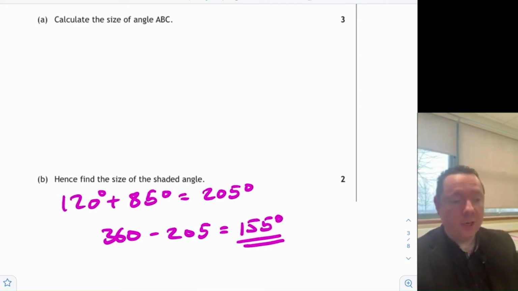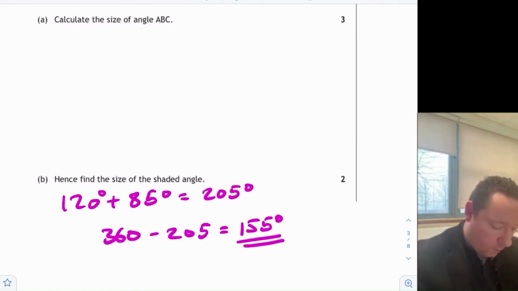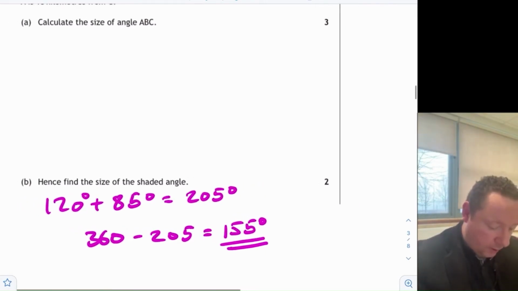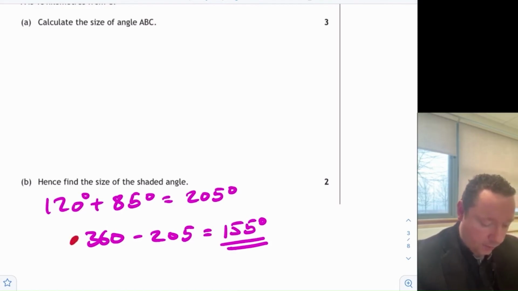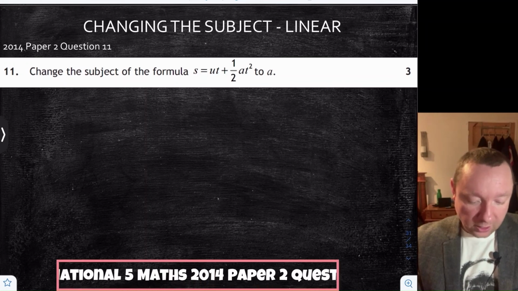Obviously, if you kept your answer as 84.8 for part A, then you would write 155.2 instead. One mark for working out what you need to take away from 360, and the final mark for calculating it, of course.